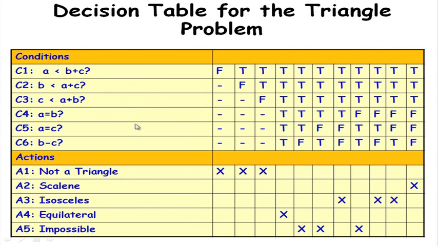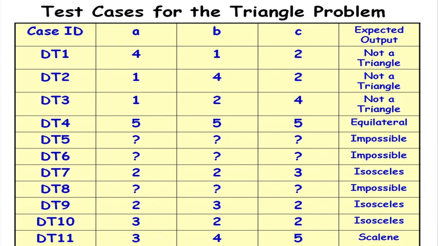So, we can also write it in this form: A is less than B plus C, B is less than A plus C, and C is less than A plus B. If any one of them is false, then we say that it is not a triangle. And if A is equal to B, B is equal to C, and A is equal to C, all these are true, then we write that it is an equilateral triangle, and so on. So, we will have the test cases and their expected outputs.